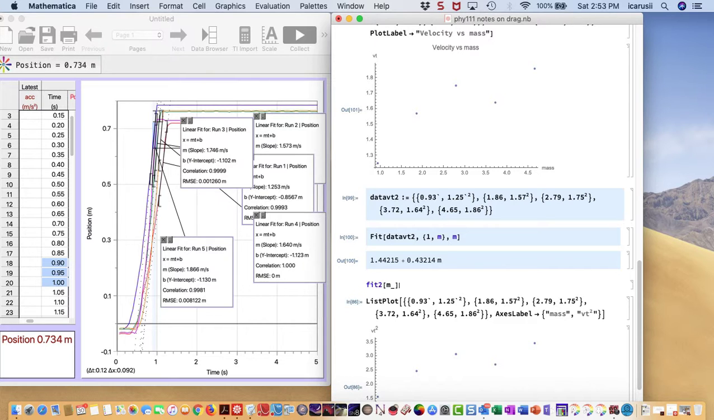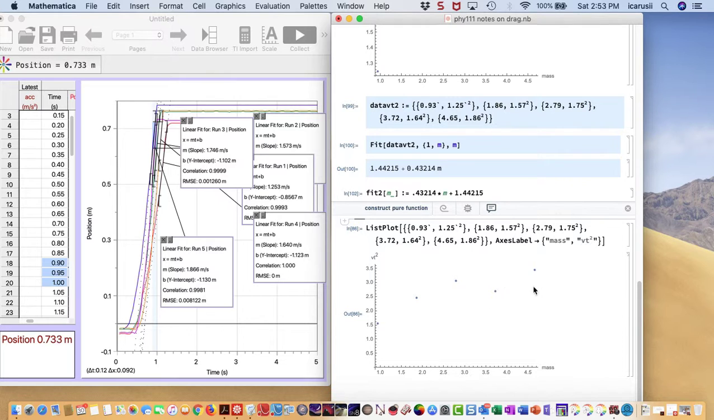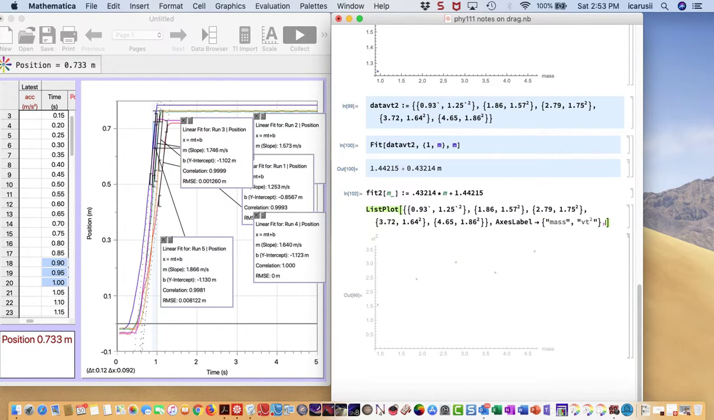Fit2 of mass. Okay, I don't want you to get too distracted with the coding, and I apologize for doing this live, but I figured it's worth seeing for the sake of argument. So there's Fit2. Here's the plot of the mass versus the velocity squared. So let me label that plot.